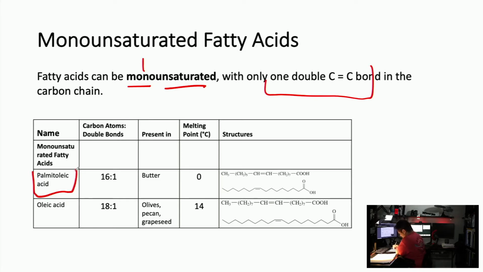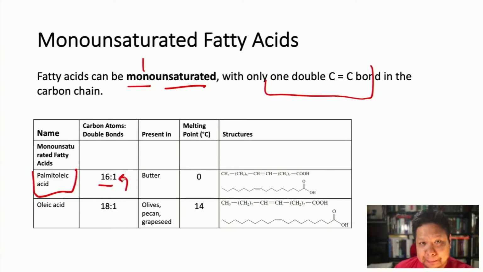Palmitoleic acid has 16 carbons, and I didn't mention this in the last slide because there were 0 there, but since this one has a double bond, the number after the colon is always the number of double bonds. So 16 carbons with one double bond, present in butter. Its melting point is 0, and so it's pretty much liquid at room temperature.